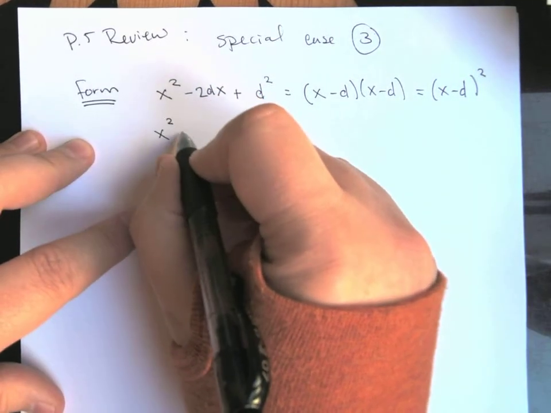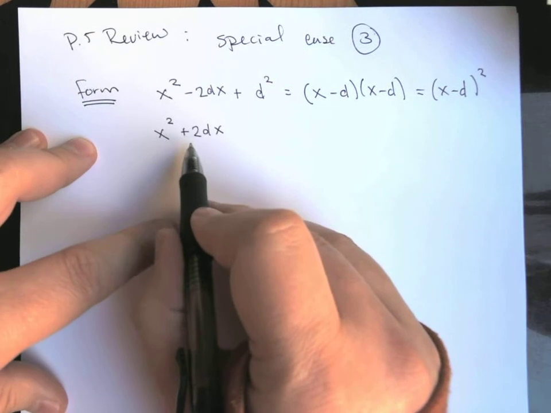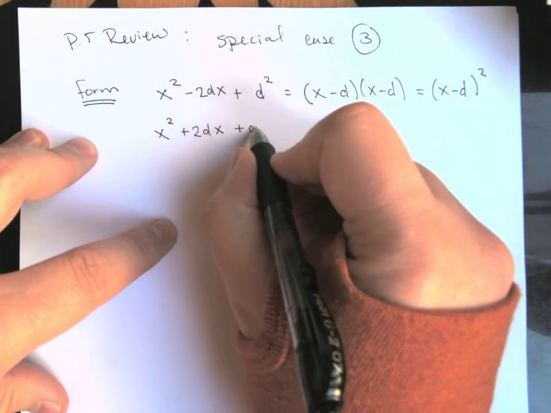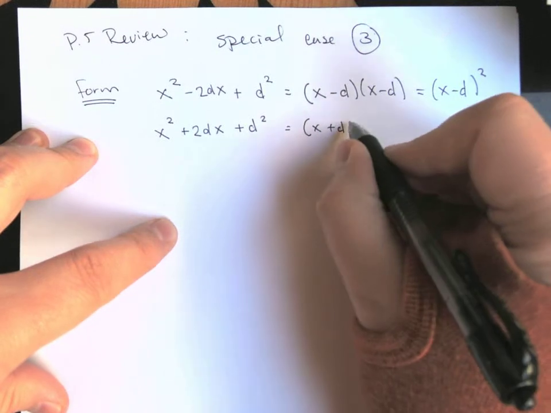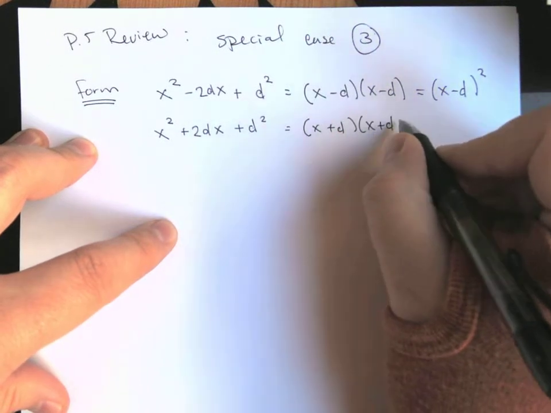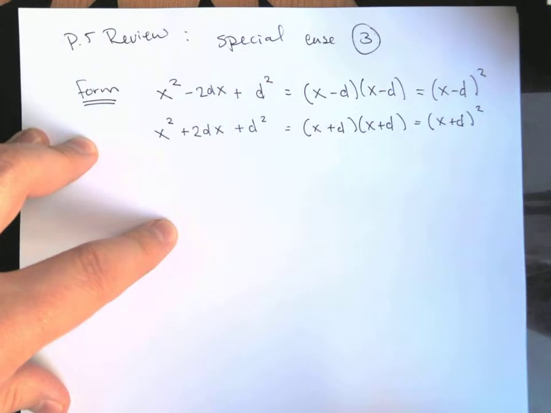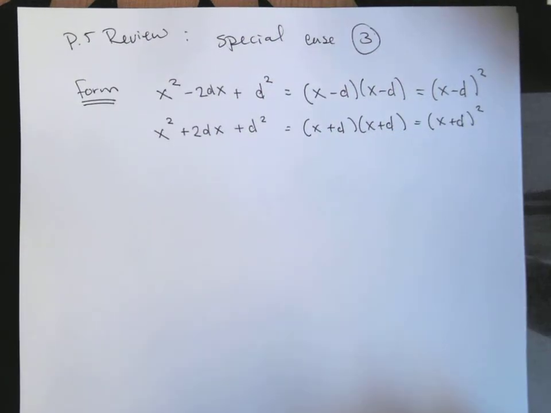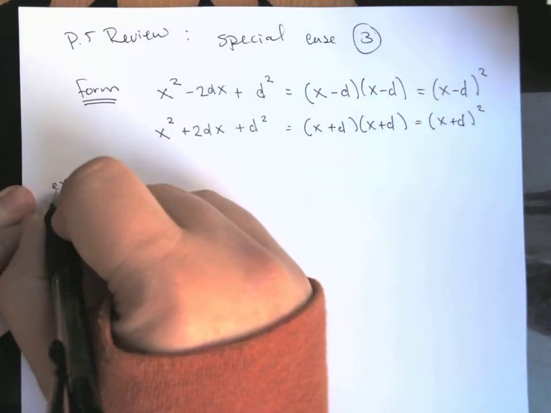The other version is with a doubled version, but you're adding it instead, in which case you get x plus d and x plus d. These are obviously three terms. These are full quadratics with an a and a b and a c as a part of it. Let me give you an example.